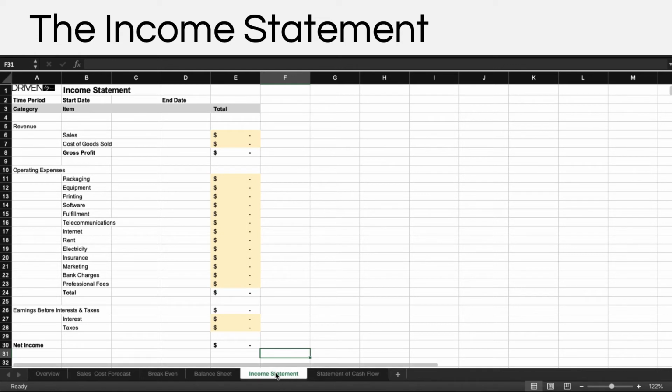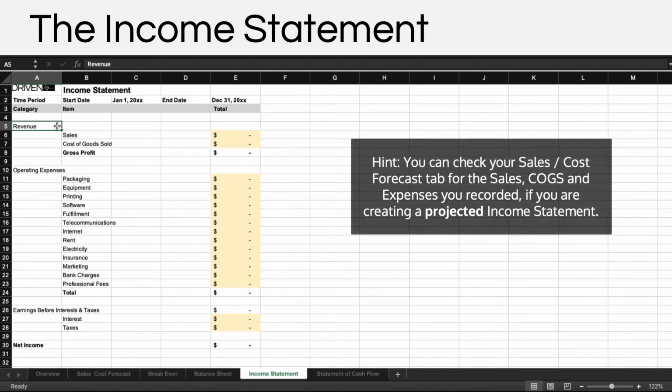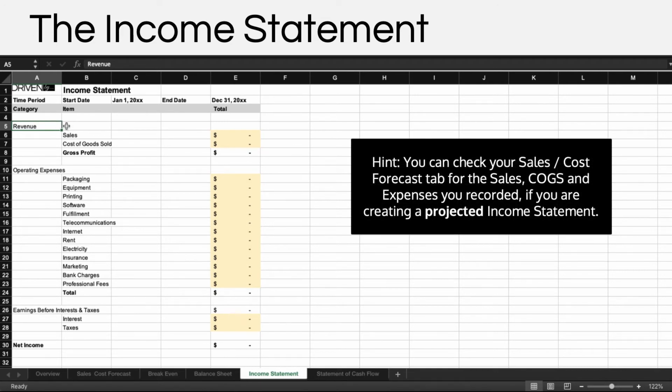In order to create your income statement, make sure that you are in the Income Statement tab in the Excel spreadsheet. Start by identifying the period of time that the income statement covers. The first section of your income statement summarizes your revenue or projected revenue by identifying your total sales.